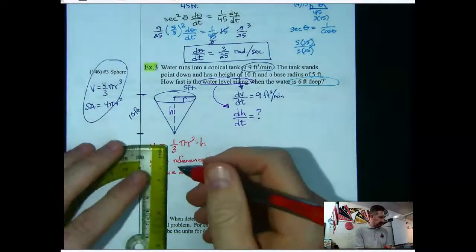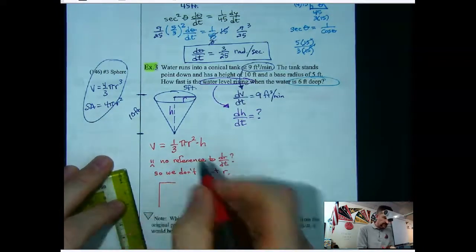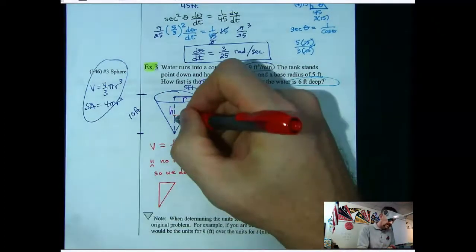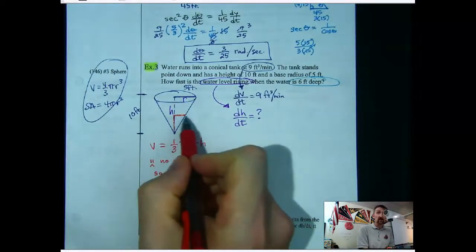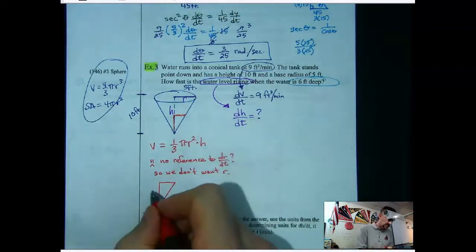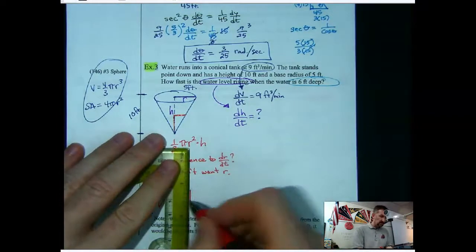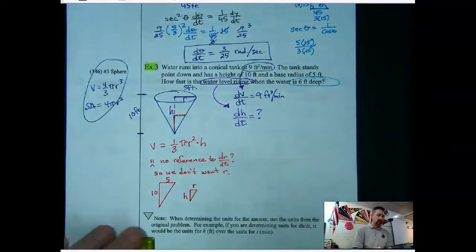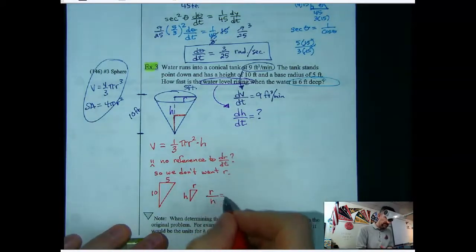So if we look at this, back to our geometry days, as this water rises in here, we're going to get similar triangles. We're going to have the overall cone, and we're going to have the cone made by the water. So the big triangle is going to be 5 and 10. But we're also going to have our smaller triangle, which is going to be R and H. Okay? So, since we're trying to get rid of R, I'm going to put R over H equals 5 over 10.